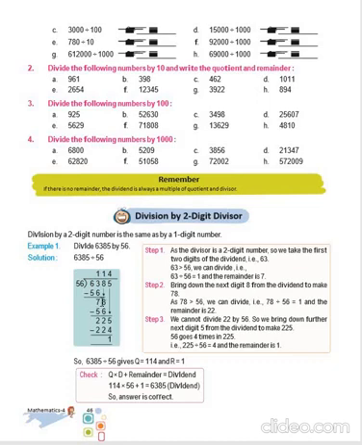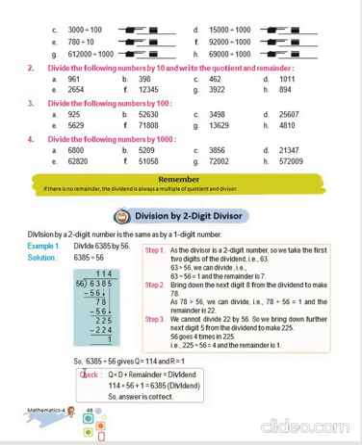Then we will have 78. We know that 78 is greater than 56, so we will multiply it again. 56 into 1 will be 56. 78 minus 56 will be 22. 5 we will note down here, 225. 56 into 4 will be 224. 225 minus 224 is 1. So the remainder is 1.